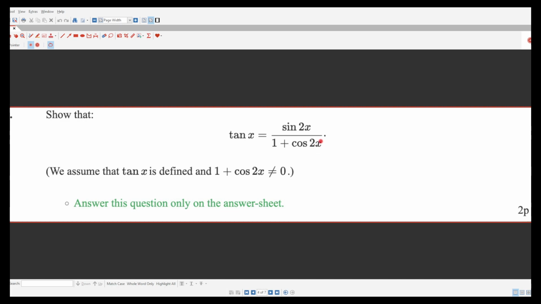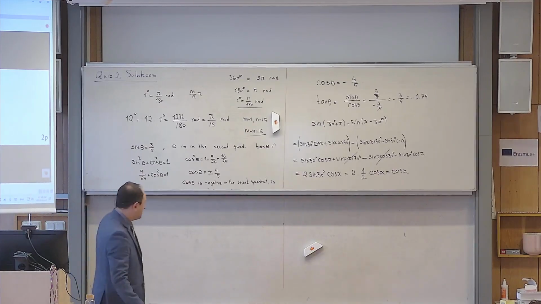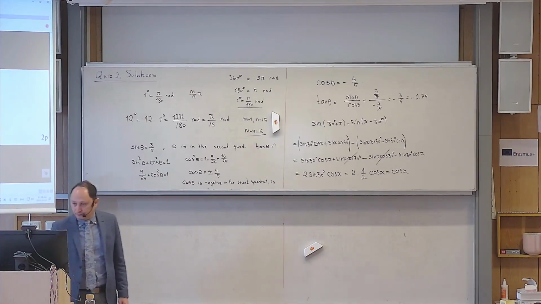It's not only identities, but it is somehow related to this 2x. What was the name for it? Double angle formulas. And then, of course, you need to go and find the double angle formulas suitable for solving this problem in the formula sheet. So let me just solve that one for you.